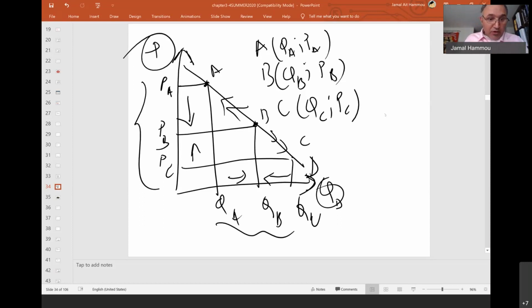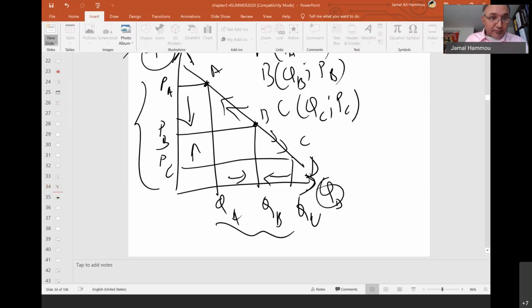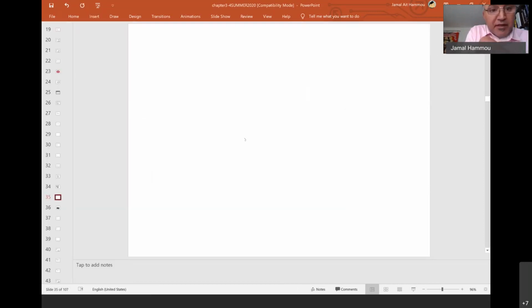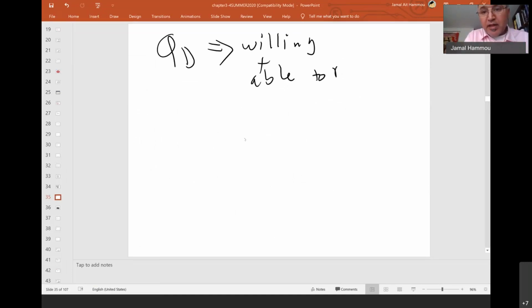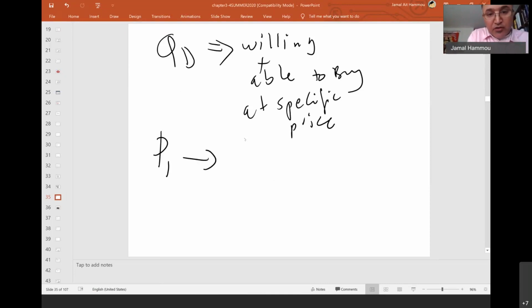Okay, so also please don't confuse the quantity demanded and demand. The quantity demanded, which is QD, is how much people are willing and able to buy at a specific price. So if you have a specific price P1, you have Q1. P2, you have Q2. That's quantity demanded. For every specific price, we have a quantity demanded.